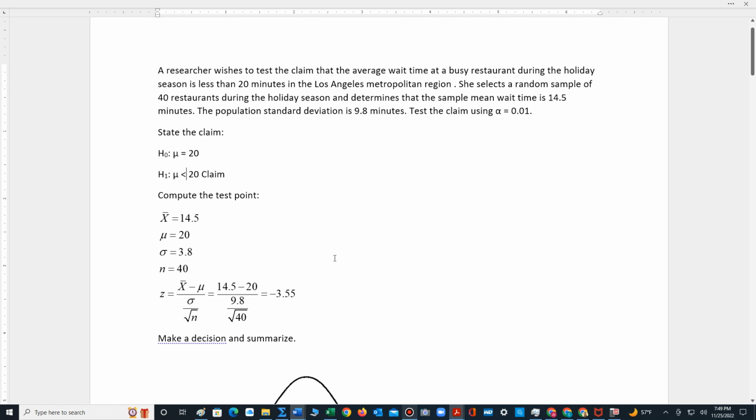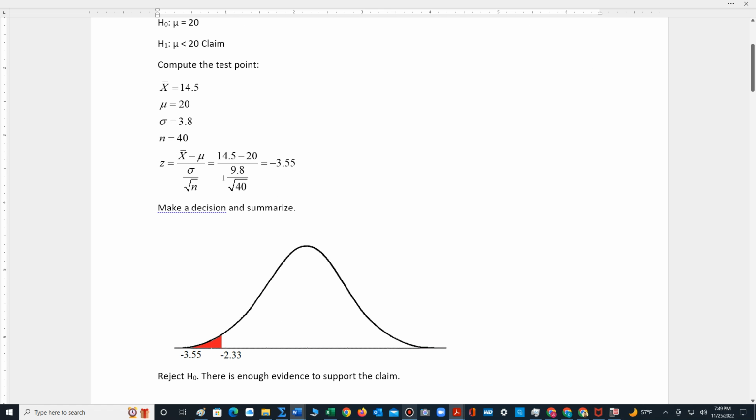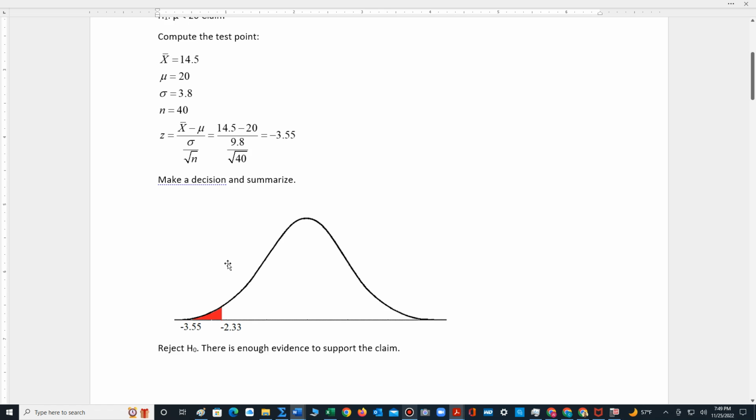Our next step is to compute the test point. So we have to collect all the information that's presented in the problem. The sample mean is 14.5, so x bar is 14.5. The mean is 20. Population standard deviation sigma is 3.8, and the sample size is 40. We plug this information into the test point formula, calculate it to get -3.55.